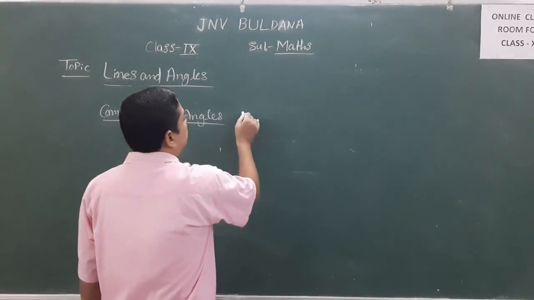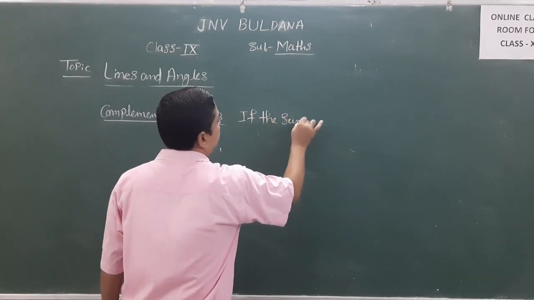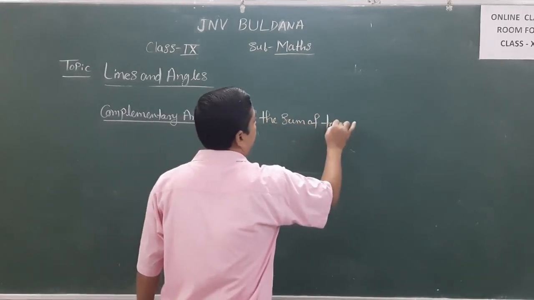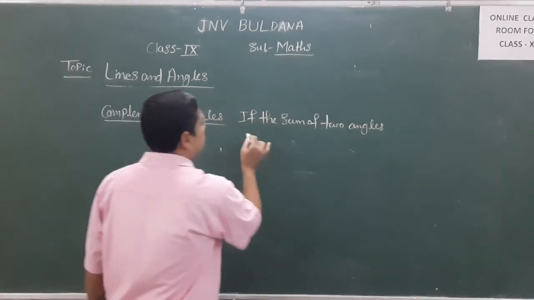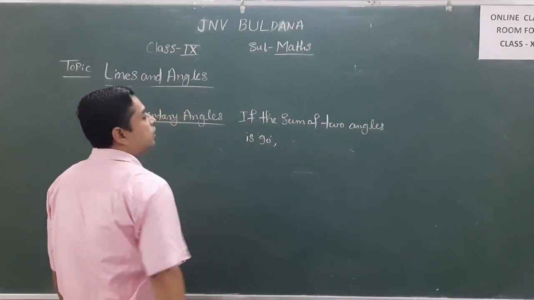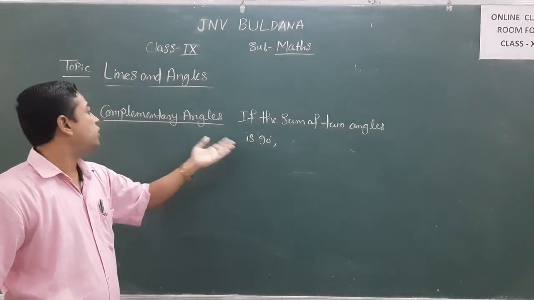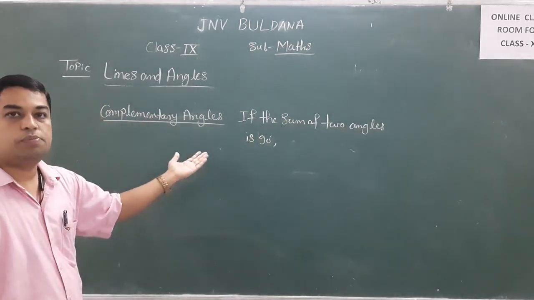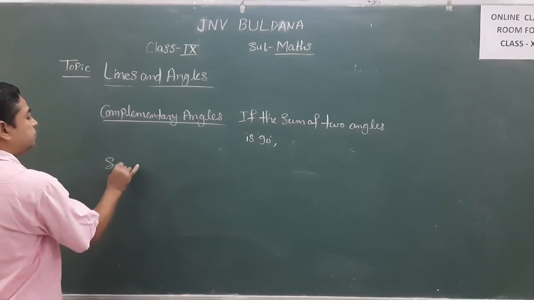Okay? If the sum of two angles is 90 degrees, then these angles are complementary angles, a pair of complementary angles. Okay, what are supplementary angles?